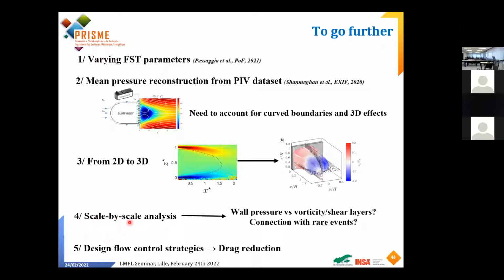So I think at some point we need to go one step further, doing scale by scale analysis, implementing some kind of more physical understanding of what's happening. This is very complex, even if we think in terms of experiments. And there is something maybe to do with the connection with the rare events that we have seen for the PDF of the pressure at the wall, maybe. And all of this, at the end of the day, could obviously be very useful to design efficient flow control strategy, because at the end of the day, you want to minimize your drag. That's at least how you will sell an efficient car in the future.